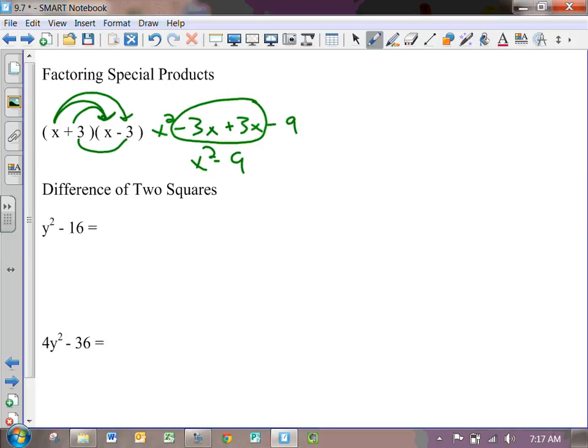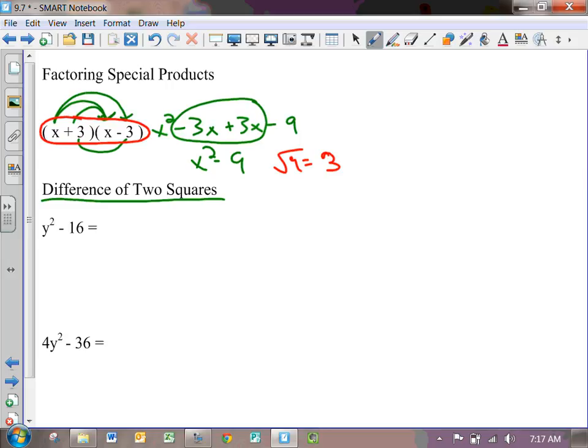So we're going to say, okay, if that middle term is gone, and we have an x squared and 9, this is what's called a difference of two squares. Because x squared is a square, and the 9 is a square, and we have a difference, subtraction. So these are always going to factor out a specific way. They're always going to factor out as x plus the square root of the last number, and x minus the square root of the last number. So in this case, our square root of 9 is equal to 3. So that's why it's x plus 3, x minus 3.